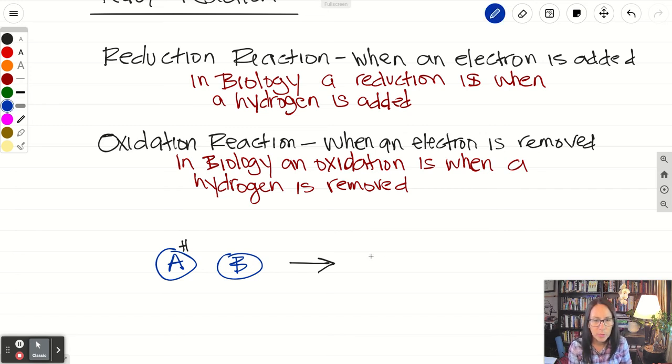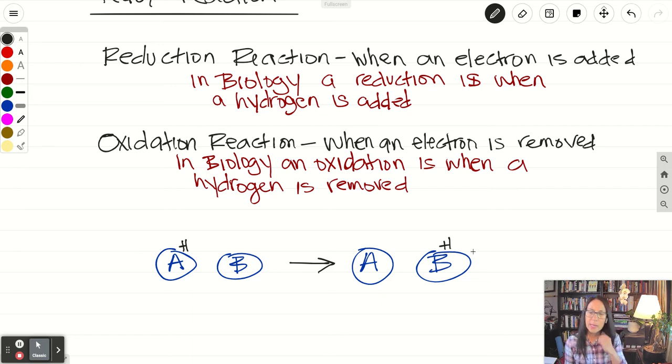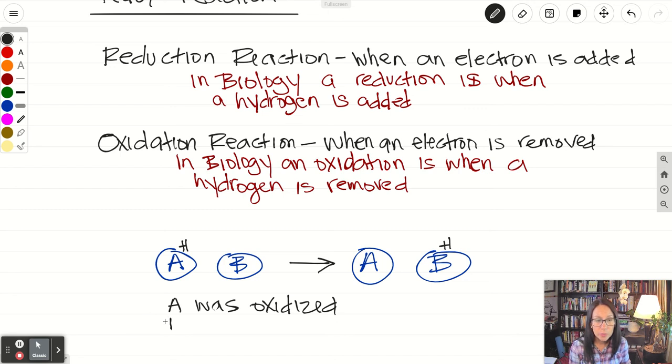Let me write this, and this arrow represents that there was a chemical reaction that occurred. So we had A and B. The hydrogen went from A and it went to B. So what has happened is A lost a hydrogen, which means it was oxidized. So I'm going to write this down here: A was oxidized and B was reduced.